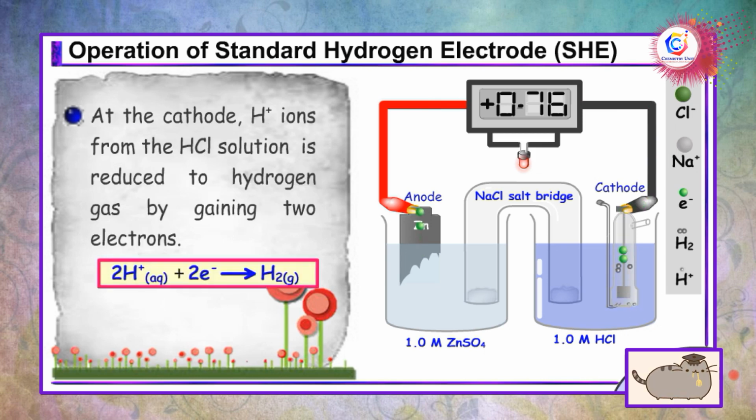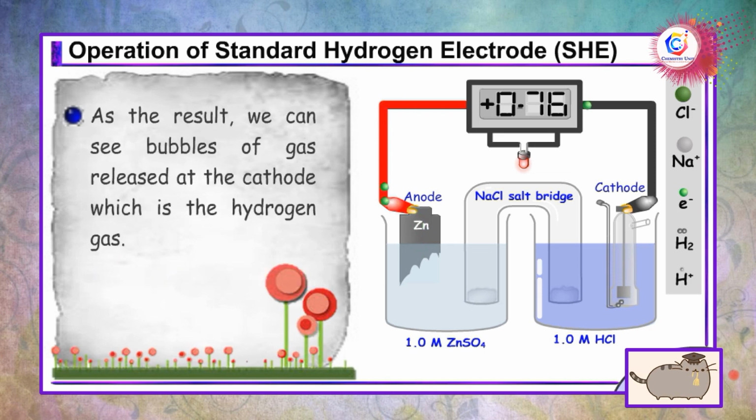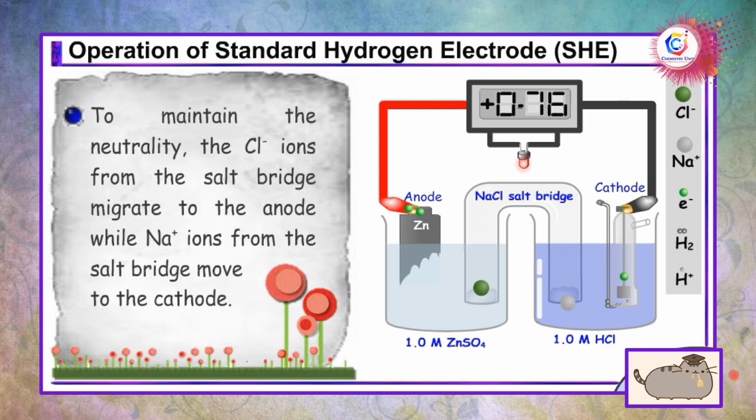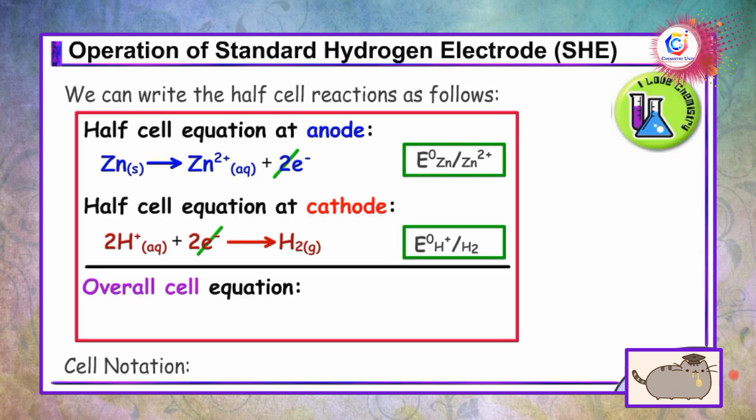At the cathode, H+ ions from the HCl solution are reduced to hydrogen gas by gaining 2 electrons. As a result, we can see bubbles of gas released at the cathode, which is the hydrogen gas. As the reaction proceeds, the anode half cell is rich with positive ions, whereas the cathode half cell is in excess of negative ions. To maintain neutrality, the chloride ions from the salt bridge migrate to the anode, while sodium ions from the salt bridge move to the cathode. We can write the half cell reaction as follows.